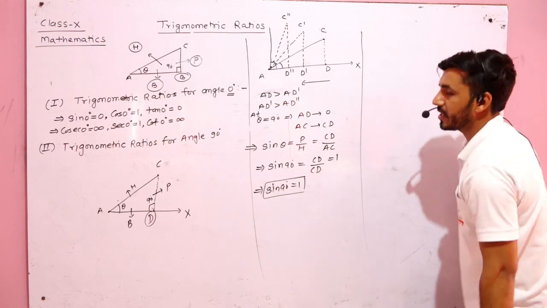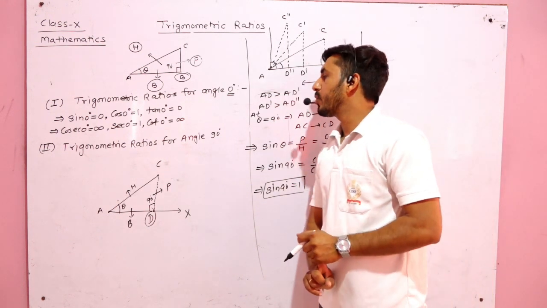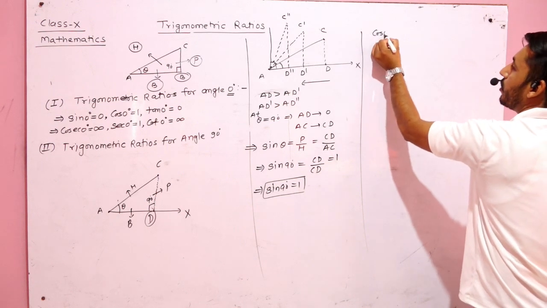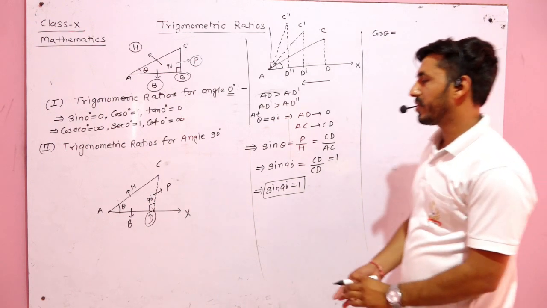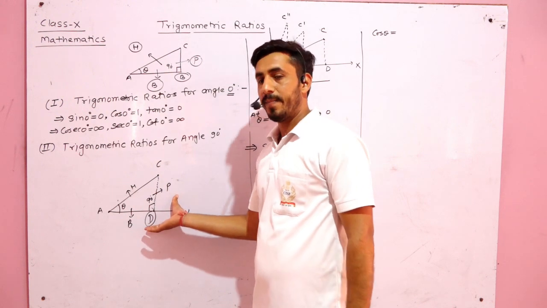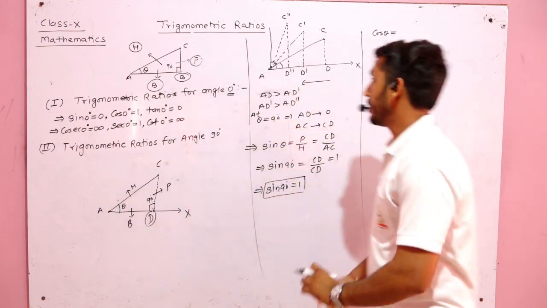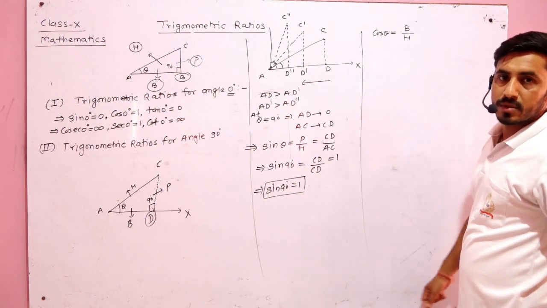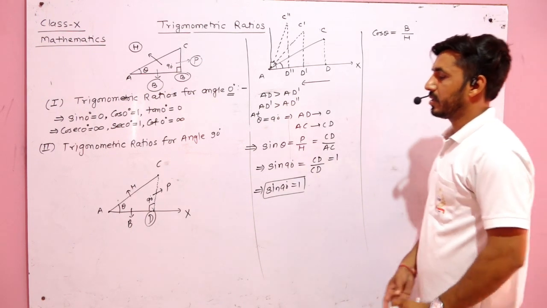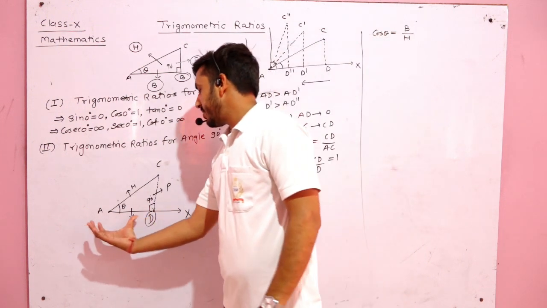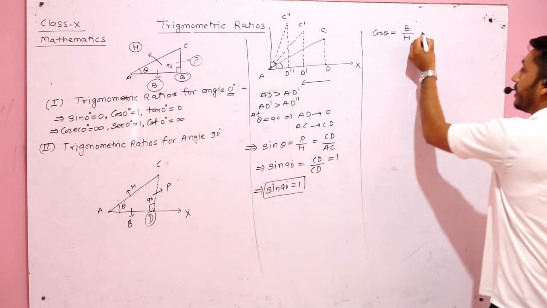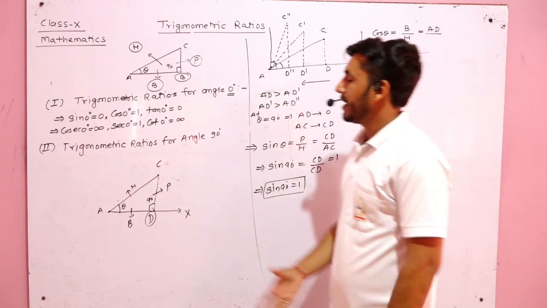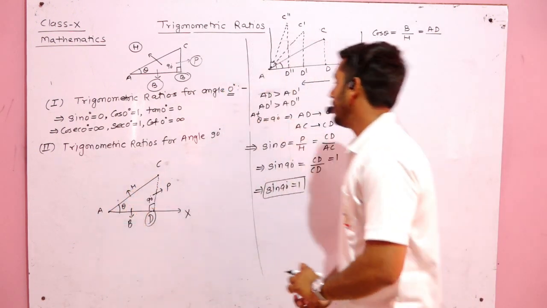The next trigonometric ratio is cos theta. We know cos theta is, you can see from this diagram, base upon hypotenuse. What is the value of base? You can see the base is given by AD. Then the value will be AD upon, what is the value of AC? Sorry, hypotenuse, it is AC.